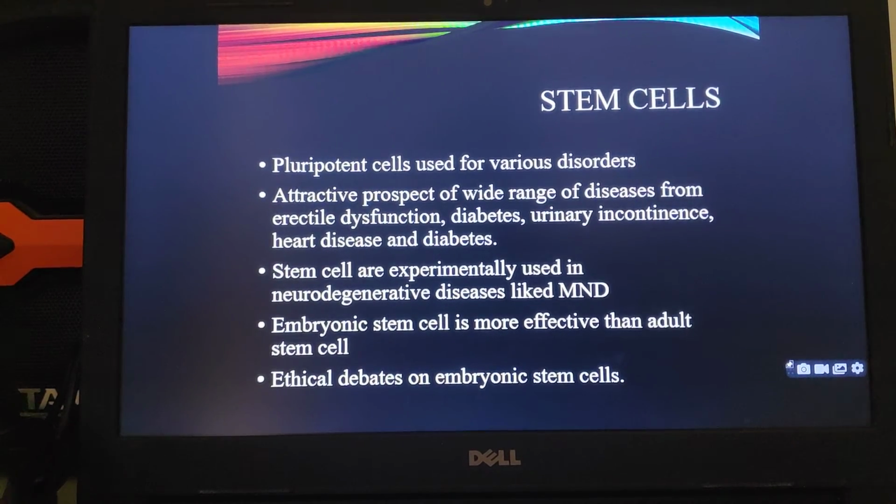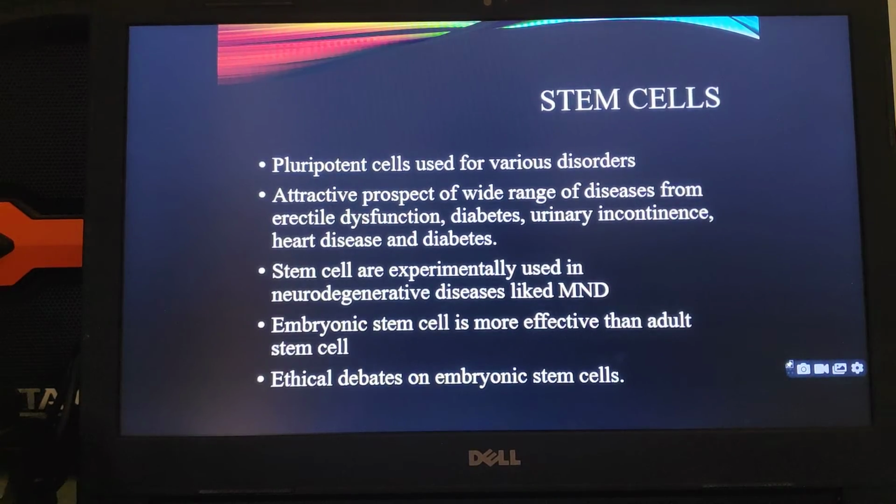Just a few words about stem cells. Stem cells are a new form of therapy where pluripotent cells are used for various diseases. These are attractive options now being studied in various diseases like erectile dysfunction, diabetes, urinary incontinence, and heart disease. Stem cells are experimentally used in various neurological conditions like motor neuron disease, stroke, and many other conditions.